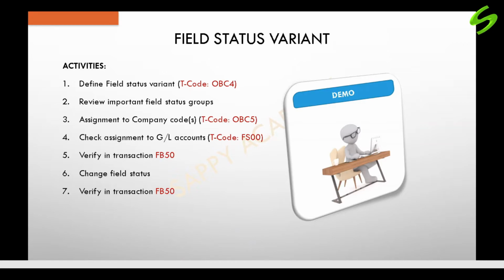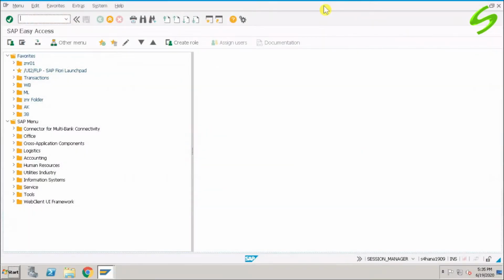Let's define the field status variant. And in the second activity, we will review some important field status variants. In the third activity, we will assign the field status variant to the company codes. And in the fourth activity, we will check assignment to GL accounts and we'll verify the field status in transaction FB50, and then we'll change some field status of certain fields and then again verify the same in the transaction FB50. Now let's go to SAP and let's go to transaction code OBC4.